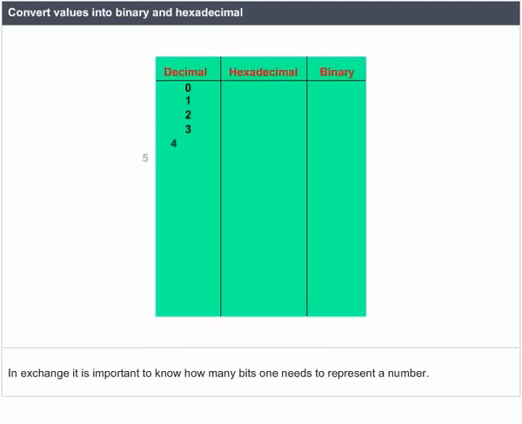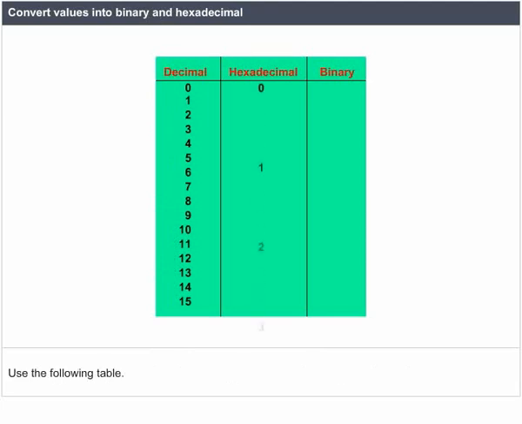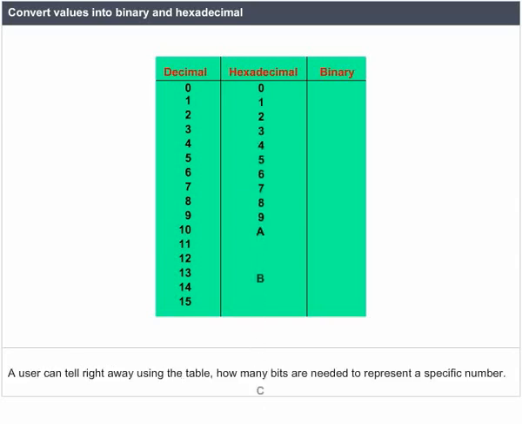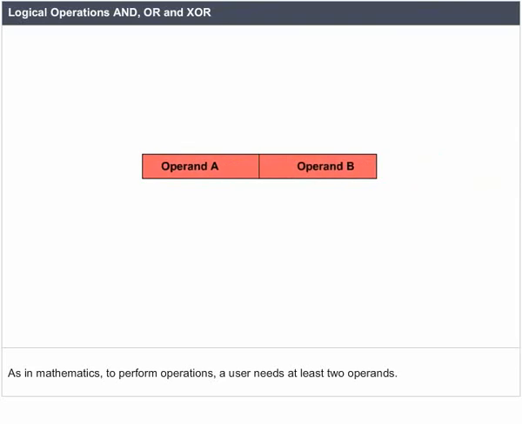Convert values into binary and hexadecimal. In exchange, it is important to know how many bits one needs to represent a number. Use the following table. A user can tell right away using the table how many bits are needed to represent a specific number.